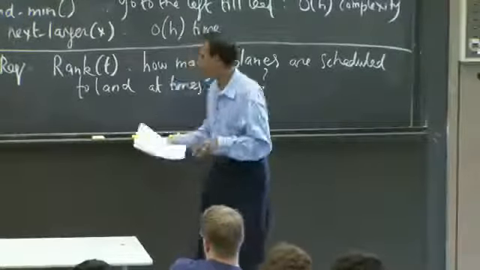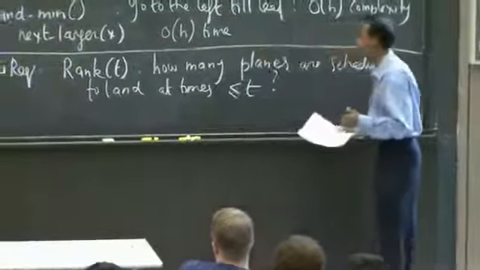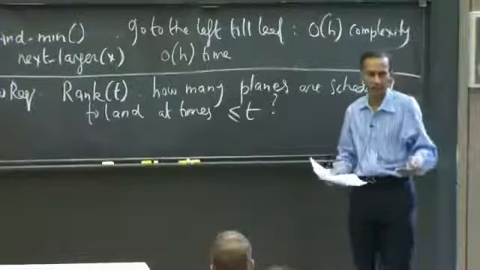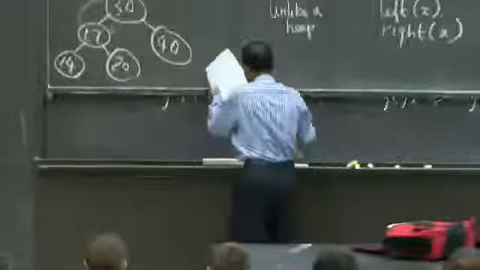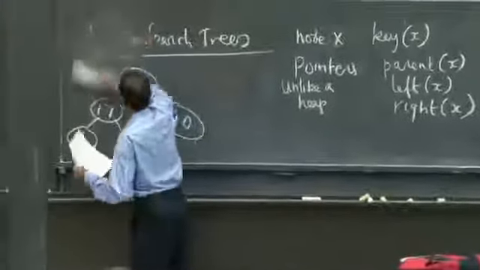Now, what is rank of t? Rank of t is how many planes are scheduled to land at times less than or equal to t. So now I have a BST structure that looks like the one I just ended up with.